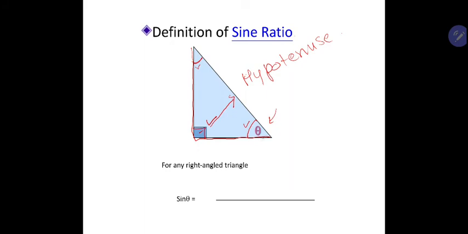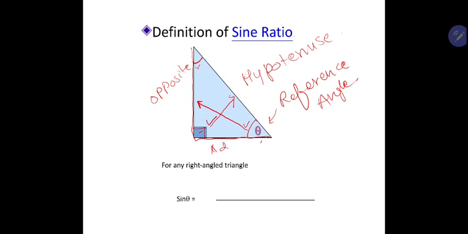So whatever the angle given to us, either this one or this one, we call it reference angle. So in this triangle, this is the reference angle. You need to remember that the side which is opposite to the reference angle is always opposite. And of course, the third side which is left, we call it adjacent.